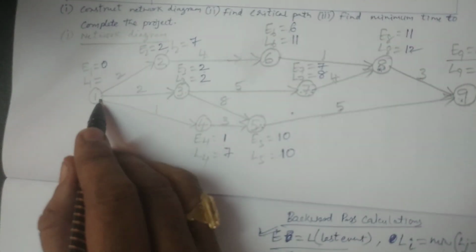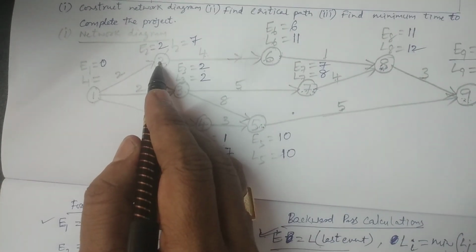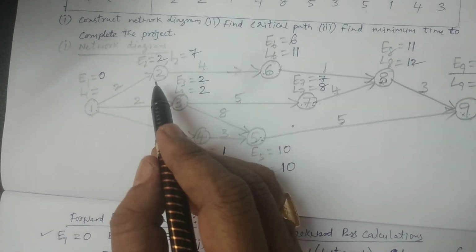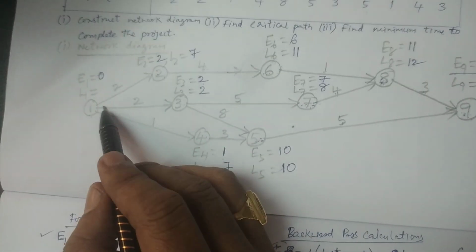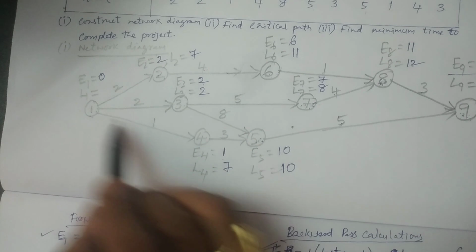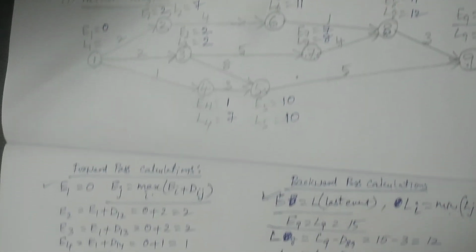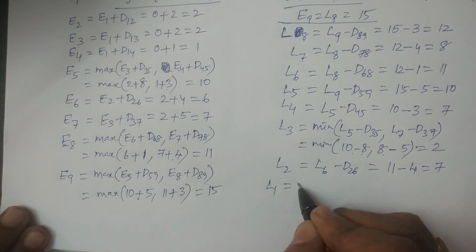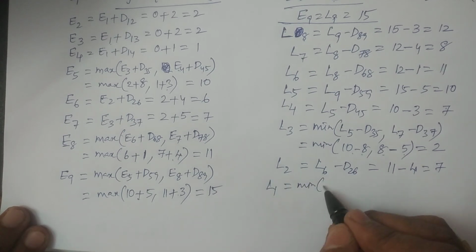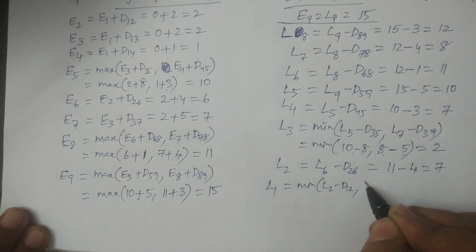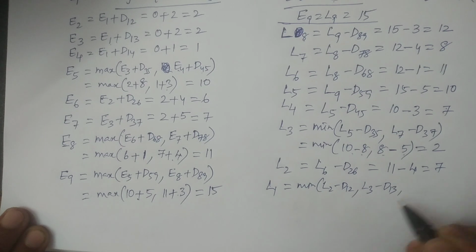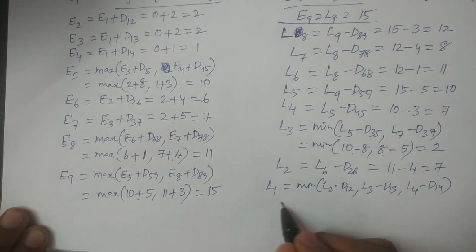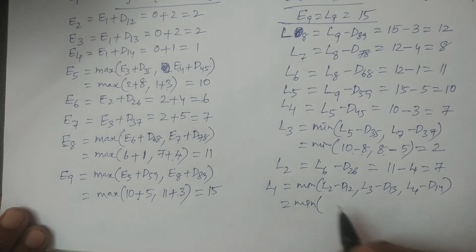Next, from node 1. You have to consider it is connected to 3 nodes. 3 activities are there: 1 to 2, 1 to 3, 1 to 4. We have to consider the minimum. So I write the formula, and you can easily understand now. L1 is equal to the minimum of: from the second one, L2 minus D12; from the third one, L3 minus D13; from the fourth one, L4 minus D14.